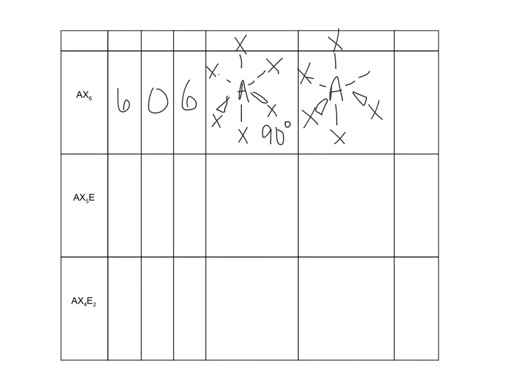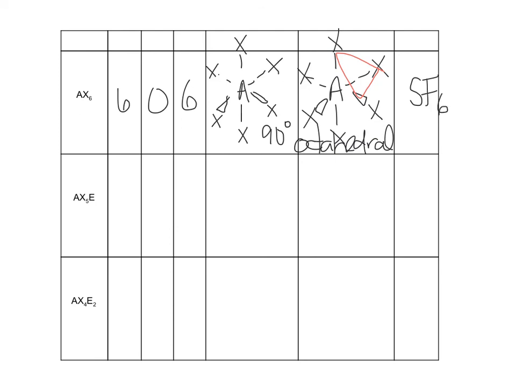We call this octahedral because we will be making 4 triangles on the top and 4 triangles on the bottom. So 8 sides, 8 faces. So this is called octahedral. And an example of this is sulfur hexafluoride.